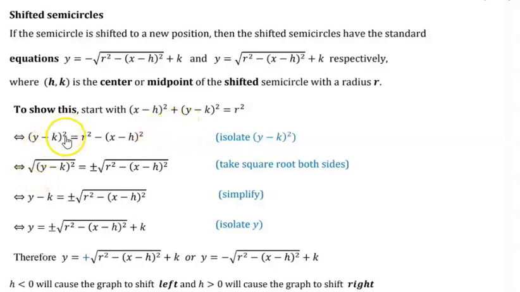Then to get rid of the square, I take the square root of both sides, but remember I must have the plus or minus. So I get y minus k is equal to plus or minus that. I just simplify it, and then I take that minus k and add plus k to both sides. So I add a plus k here and a plus k there. That gives me my final equation. That's why there's no extra sign with the k. There's not a plus or minus at the k. It's just with the square root.